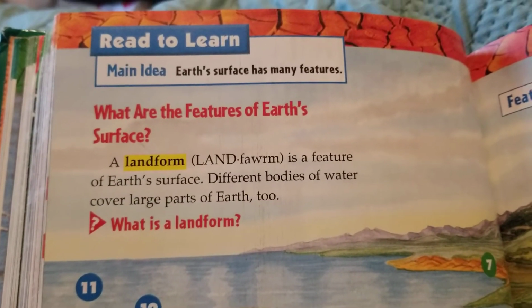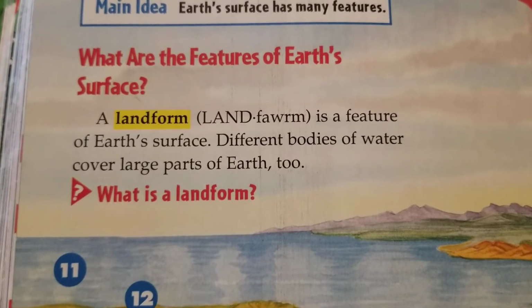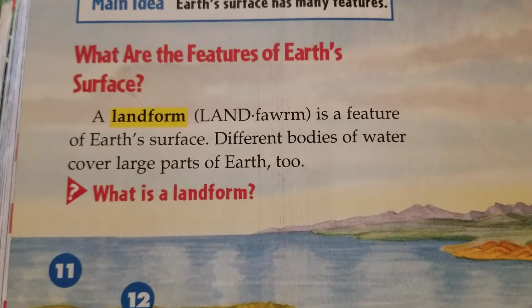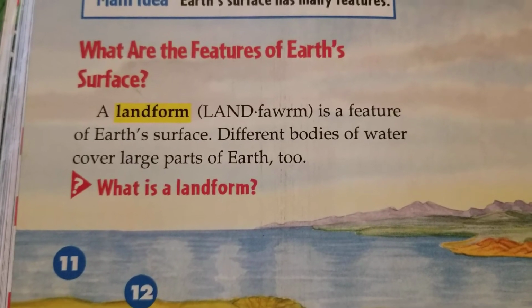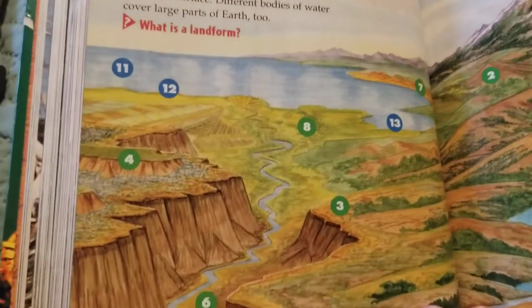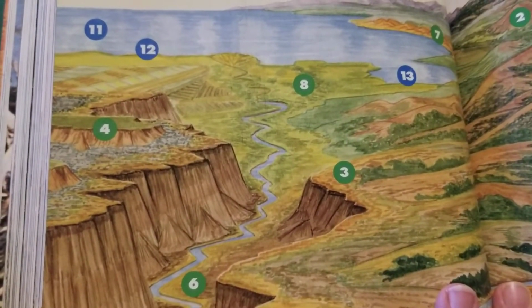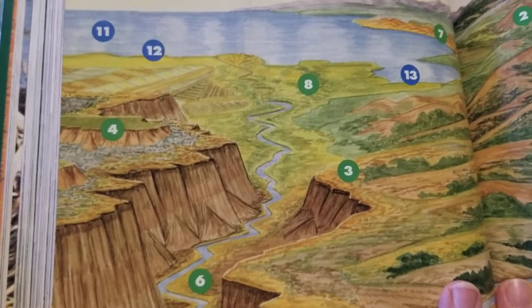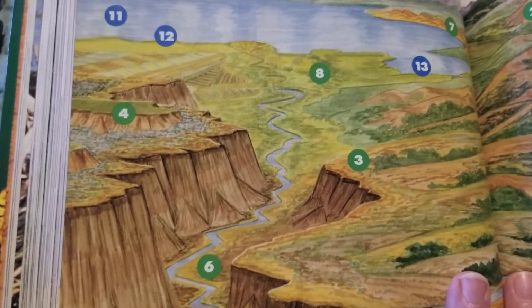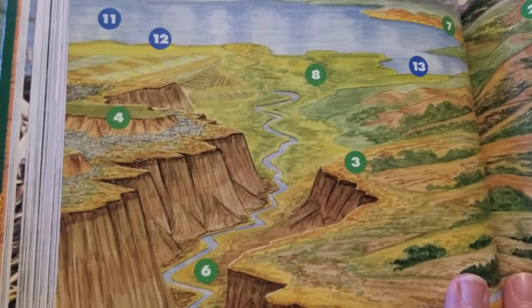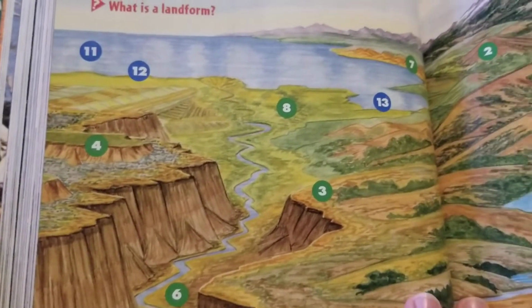So the main idea here is that the Earth's surface has many features. What are the features of Earth's surface? A landform is a feature of Earth's surface. Different bodies of water cover large parts of Earth too. So we have landforms and then we have different kinds of water features. Now, this is a wonderful diagram and you'll see numbers all over it. There are green numbers and there are blue numbers. The green numbers are numbered to show you different landforms on Earth, and the blue stands for water. So those are showing you the Earth's water features.